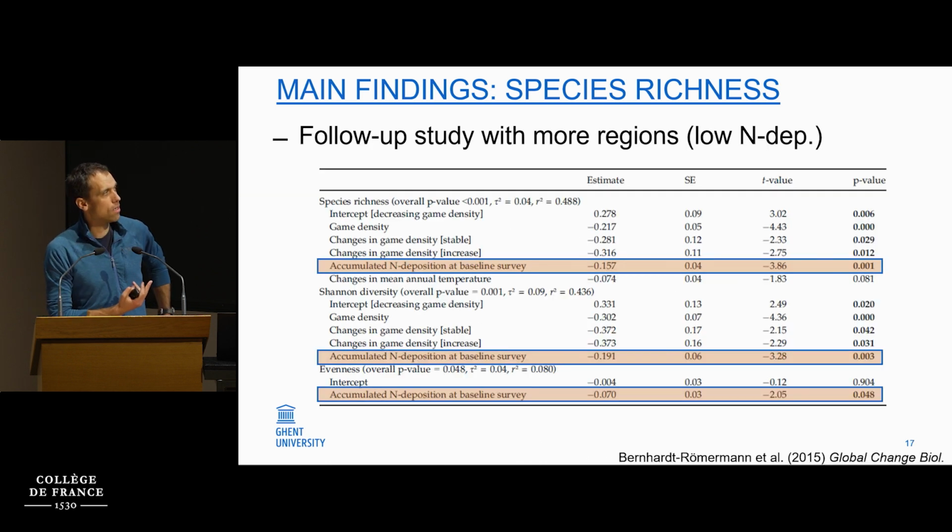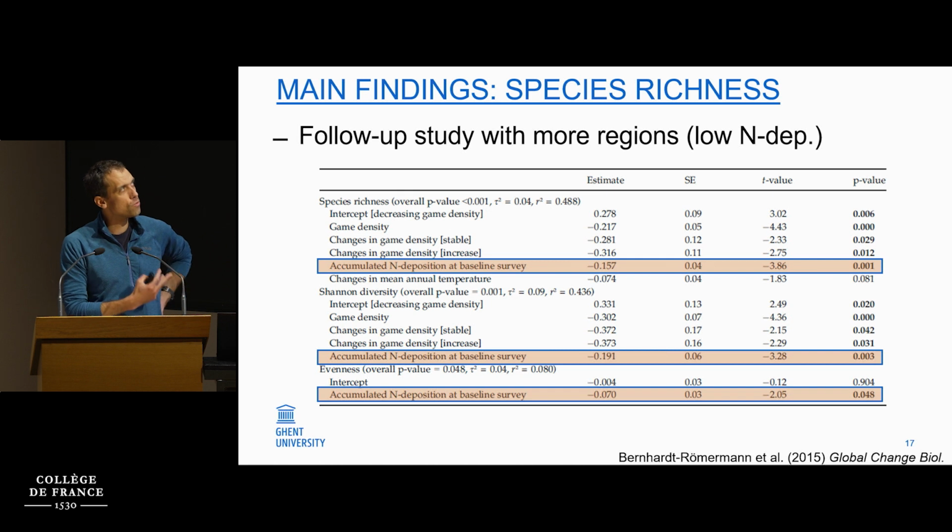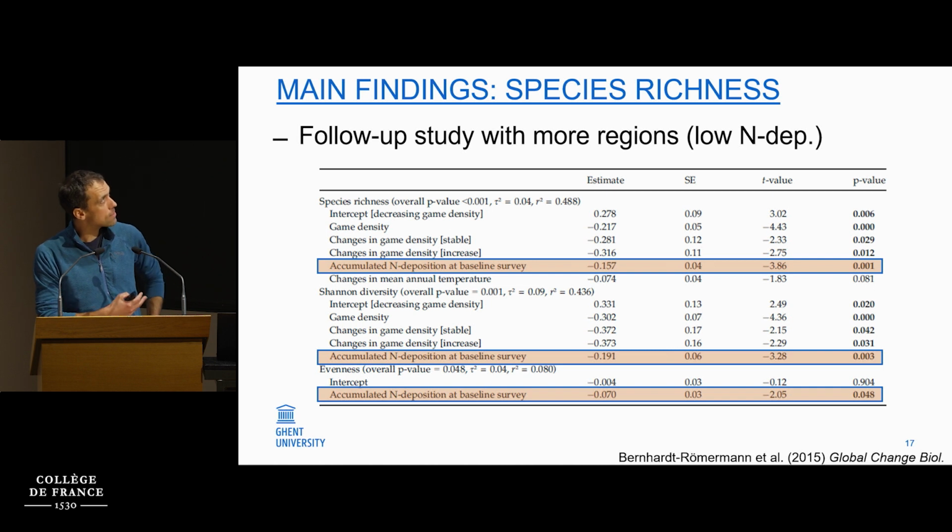But then we looked a bit more first into the effects of nitrogen deposition on these forests that we have in the database, also adding a bit more regions where there was low nitrogen deposition, because in this first paper, many of the regions were coming from regions with high nitrogen deposition.